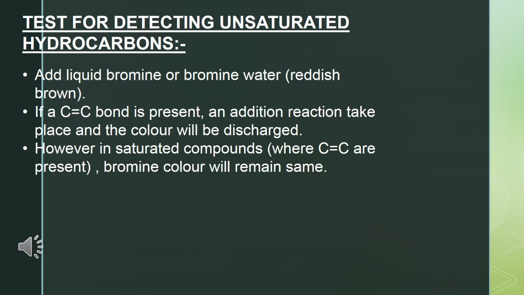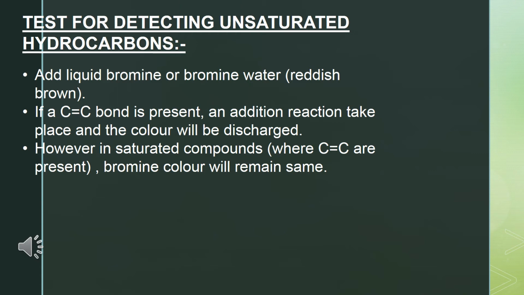Okay, so we can go for a test for the detection of unsaturated hydrocarbons, that is, if there is any double bond present between carbon and carbon. We can go for an unsaturation test. We can add liquid bromine or bromine water, which is reddish brown in color, to the particular unsaturated hydrocarbon solution, and if a carbon-carbon double bond is present, an addition reaction will take place and the color will be discharged. It means the color will disappear.